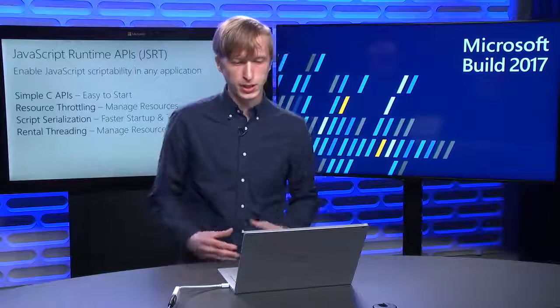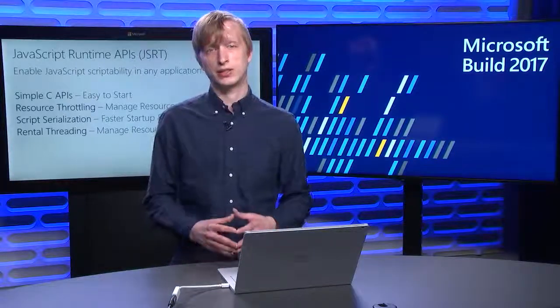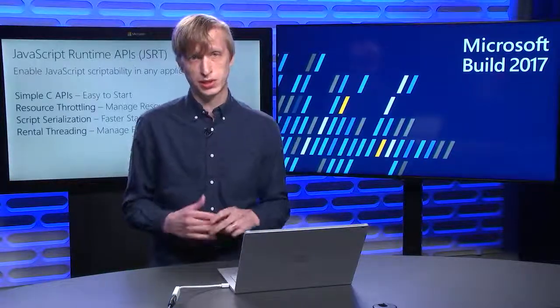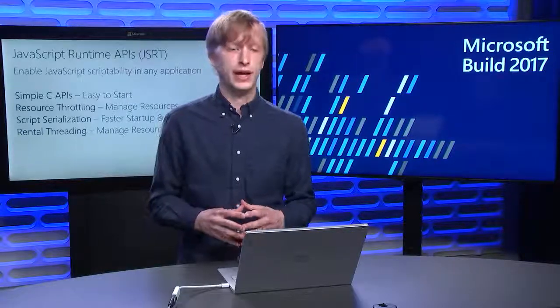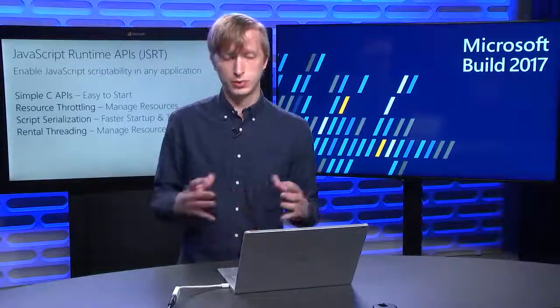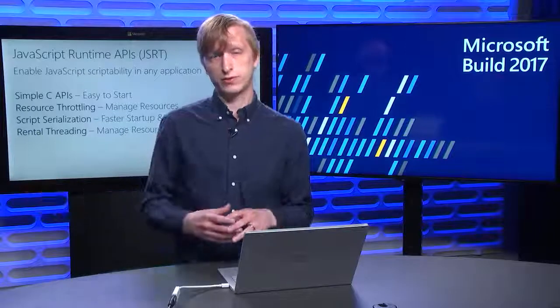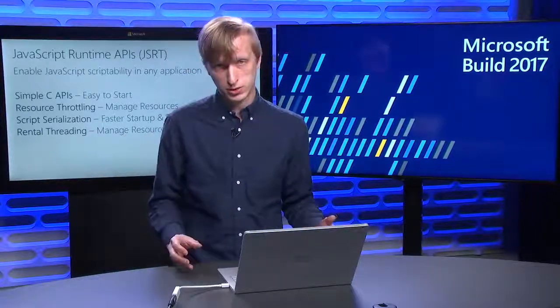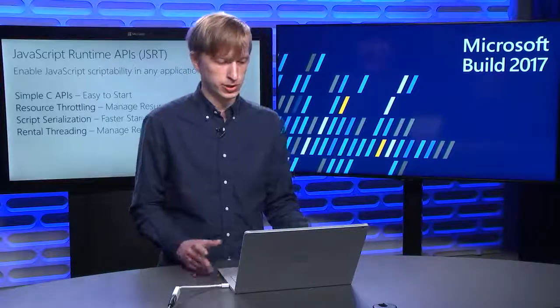So JSRT APIs are these really simple C APIs, and they're actually really easy to get started with because they are really simple. And they also have, for the most part, an analog in JavaScript. So if you're more familiar with JavaScript than you are other programming languages, this should still be useful to you. It should be pretty clear what most of these functions are doing.